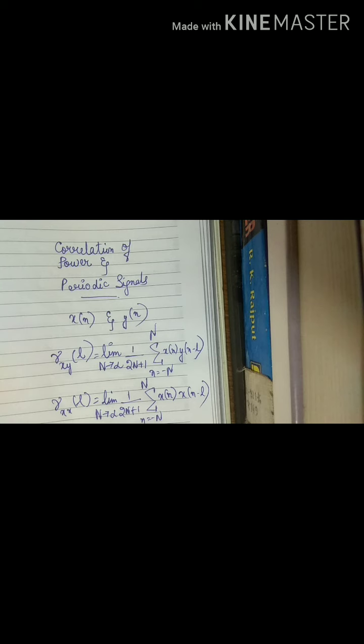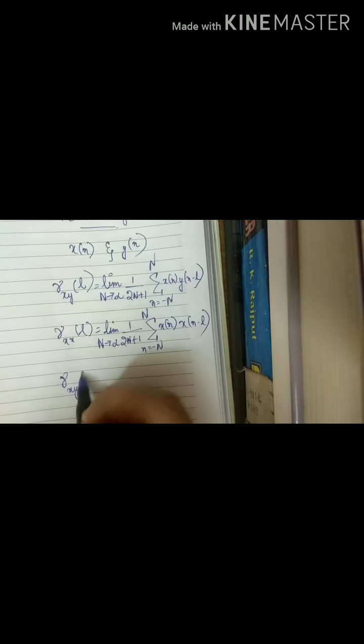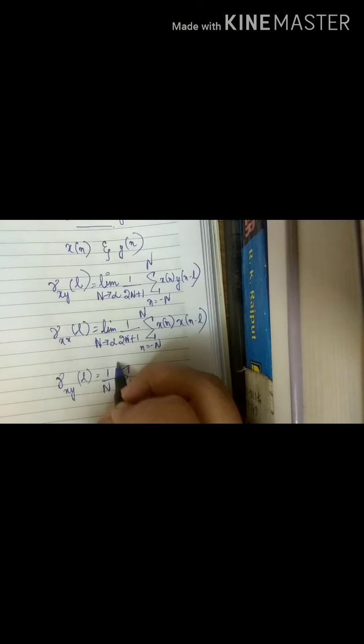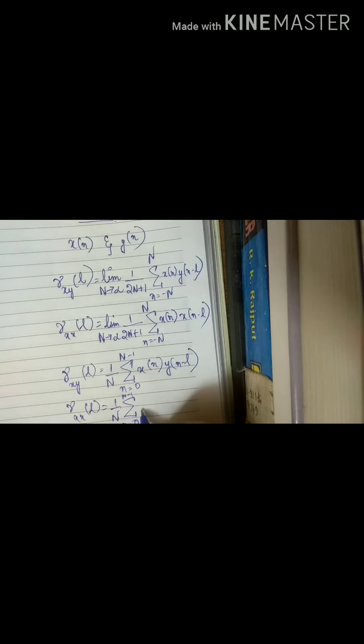If both the sequences xn and yn are periodic, each with a period of capital N, then gamma xy l will be 1 by N, the limits will be from 0 to N minus 1, so this will be xn y n minus l. And gamma xx l will be equal to 1 by N, this will also change the limits from n equal to 0 to N minus 1, x of n into x of n minus l.